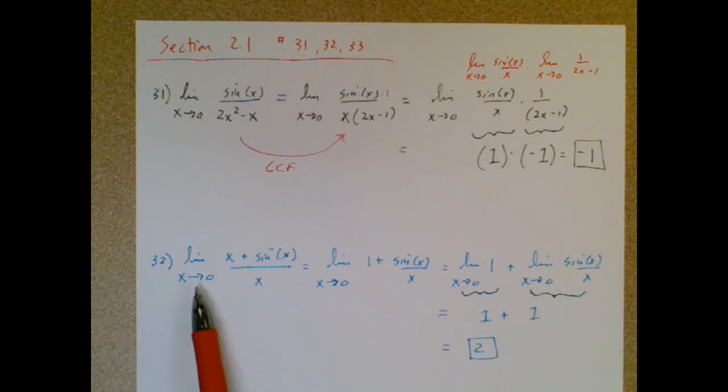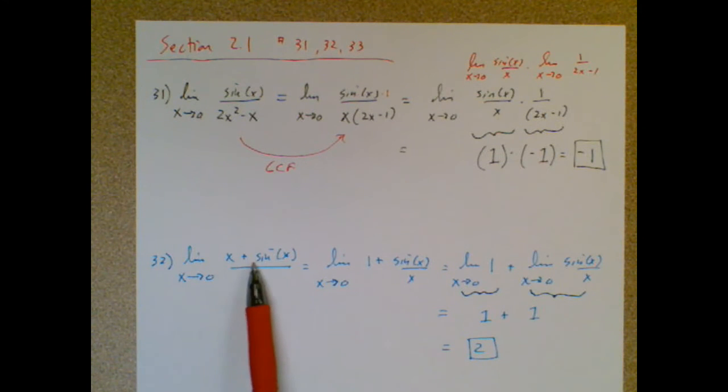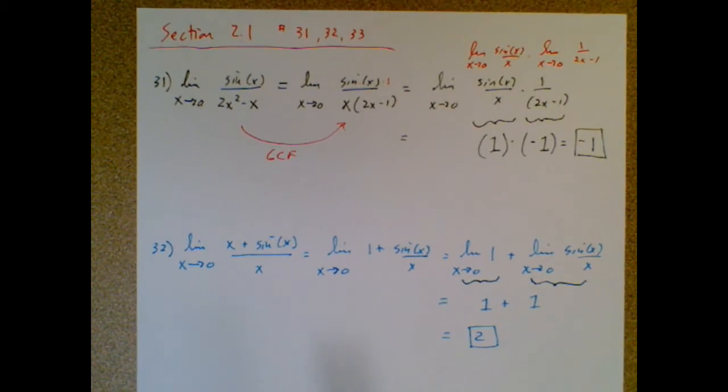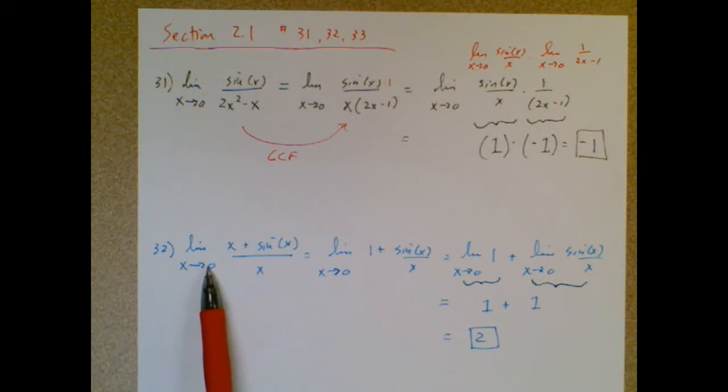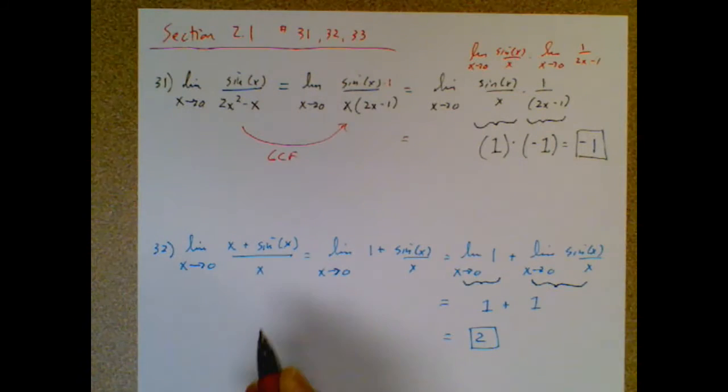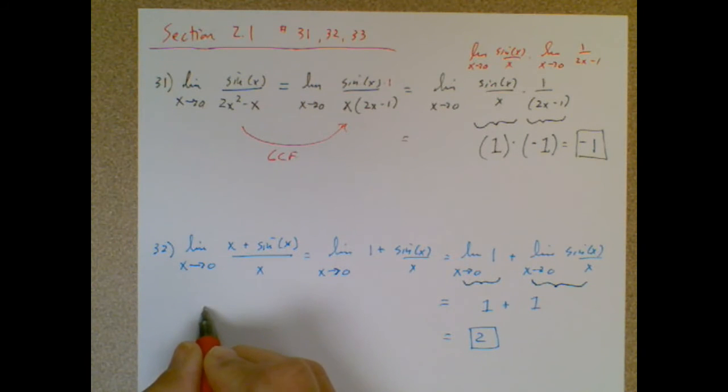Now 32 is going to be a little different because I have a different algebra property I'm going to be using eventually down the line. So I plug in a 0. Who cares about the numerator because the denominator is 0, and that's bad news. But now I'm going to use this algebra property that you used to use back in the day.